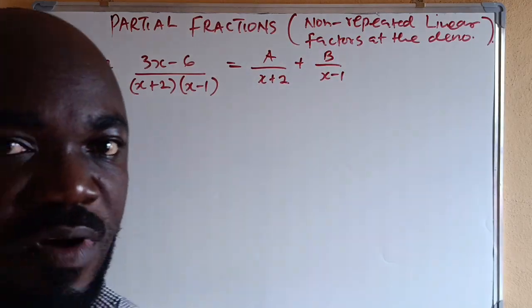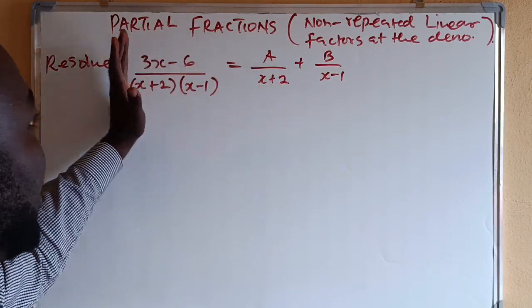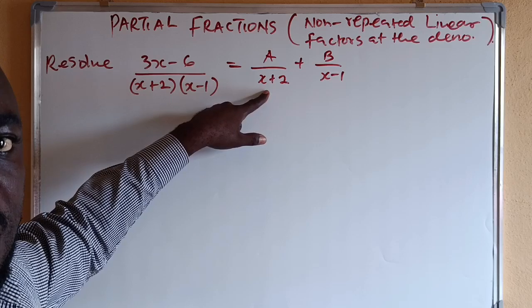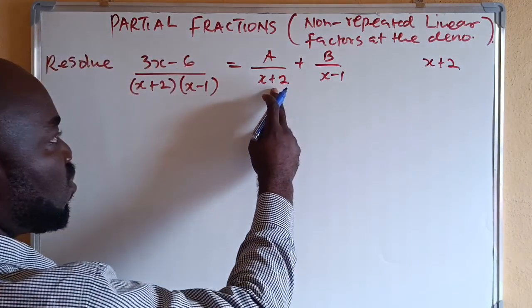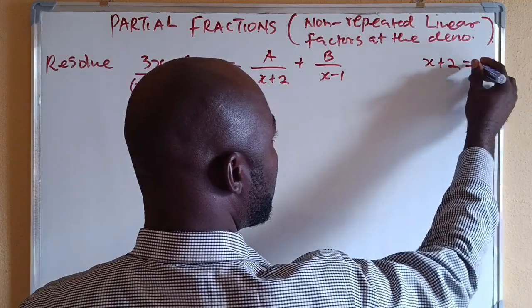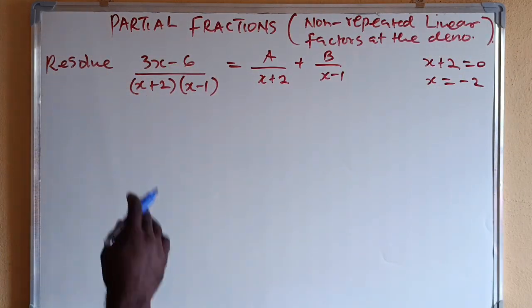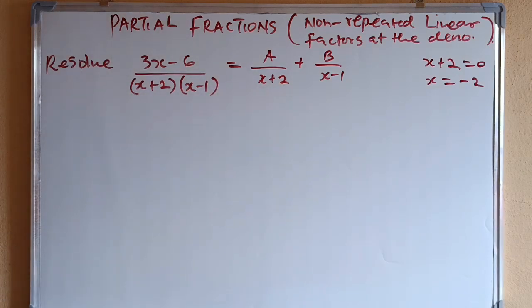Now because I'm using the cover-up method, I want to look for the value of A. I will multiply the left-hand side and the right-hand side by the denominator of A. Remember, x plus 2, the denominator of A, I will equate to 0, so my x will be minus 2. So I'm going to multiply everything on the right-hand side by x plus 2, the denominator of A.